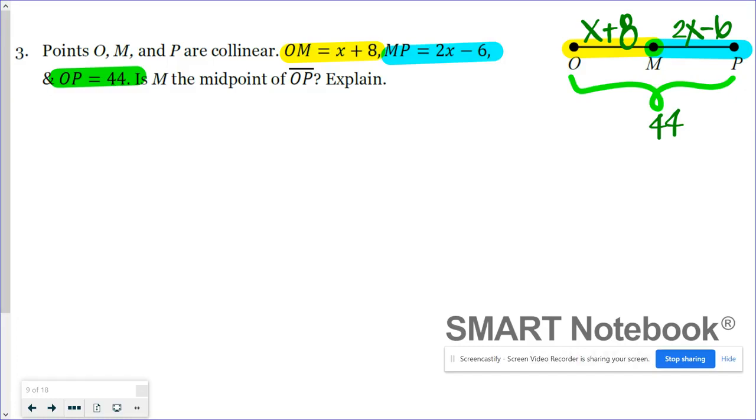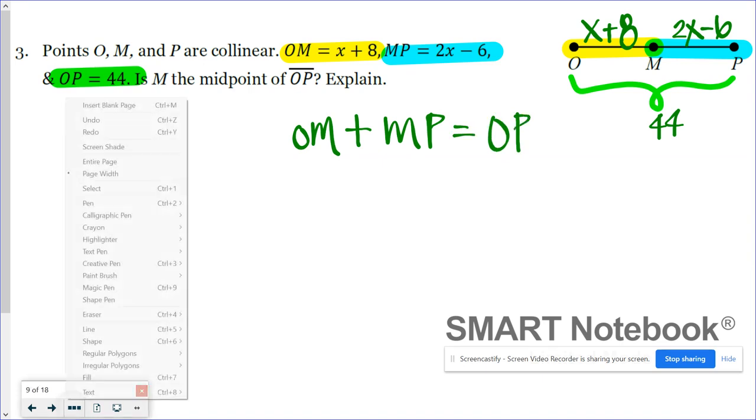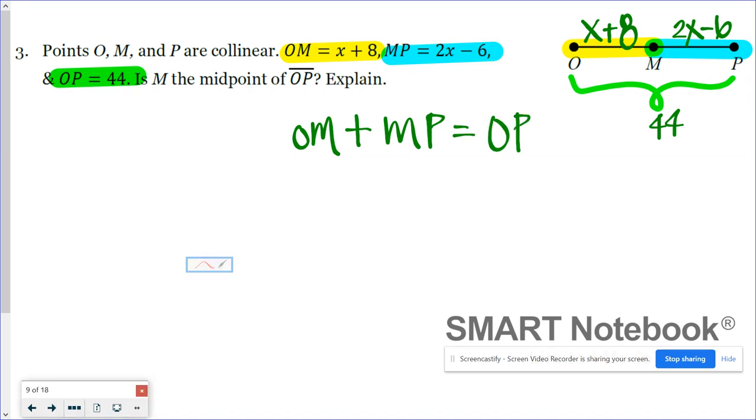I know the segment addition postulate says if I add the two smaller segments together, I get the whole big segment. So if I take OM plus MP, I get the whole big segment OP. This I know absolutely. So this is where I'm going to start. And from here, I'll determine whether or not M is the midpoint. So let's do some algebra.